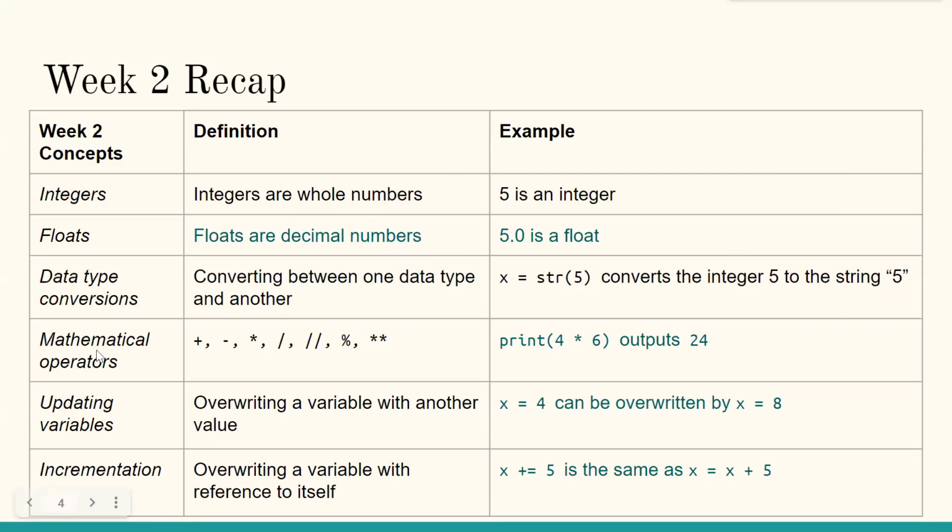And also the mathematical operators. We learned addition, subtraction, multiplication, division, floor division, modulus, and the power. By using these operators, we can do calculations in Python 3, as you can see here. And we also learned overriding a variable with another value. For example, we can set variable x equal to 4 initially, and later we can set x equal to 8 to rewrite the value. And now if we want to print x, the output will be 8 rather than 4.